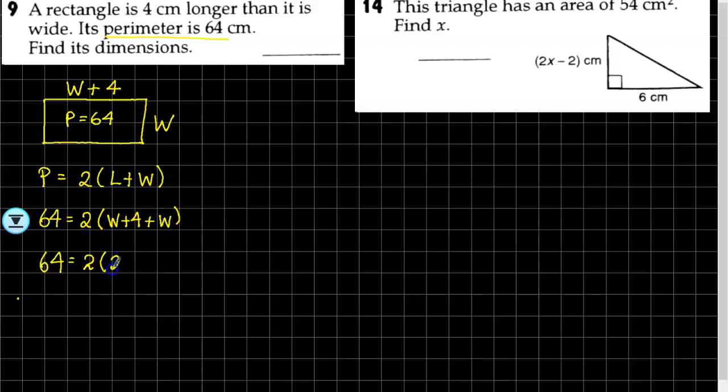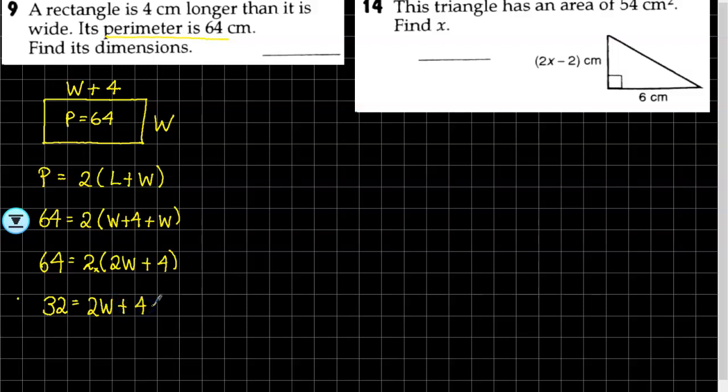W plus another W is 2W, plus 4. Now you've got choices here. You could expand the brackets if you want to. I'm actually going to get rid of the times 2 by dividing by 2. So I end up with 32 equals 2W plus 4.